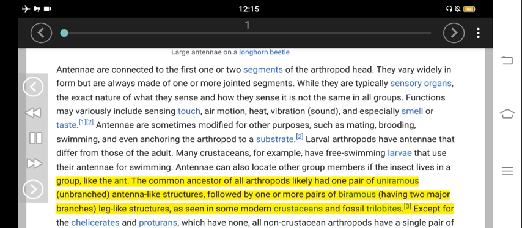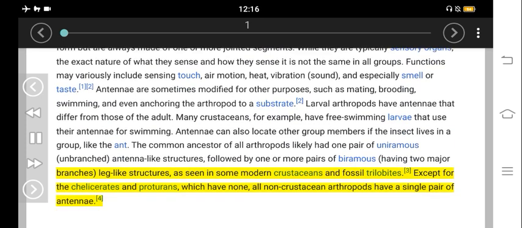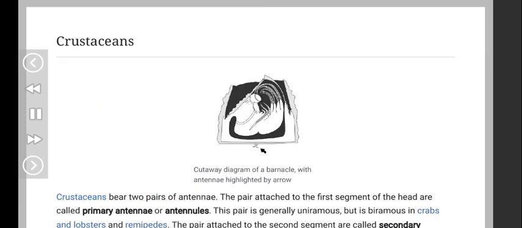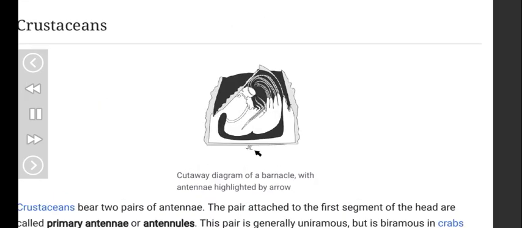The common ancestor of all arthropods likely had one pair of uniramous, unbranched, antenna-like structures, followed by one or more pairs of biramous, having two major branches, leg-like structures, as seen in some modern crustaceans and fossil trilobites. Except for the chelicerates and proteans, which have none, all non-crustacean arthropods have a single pair of antennae. Crustaceans. Cutaway diagram of a barnacle, with antennae highlighted by arrow.